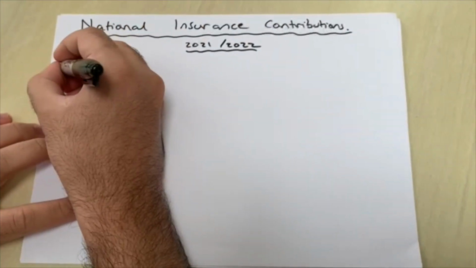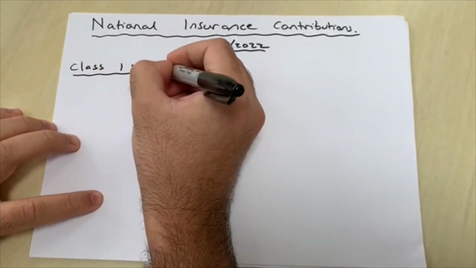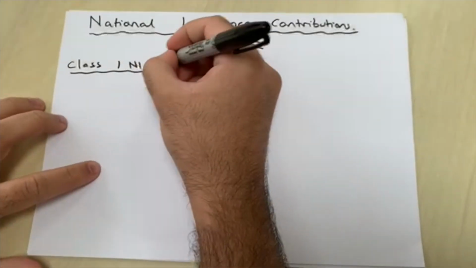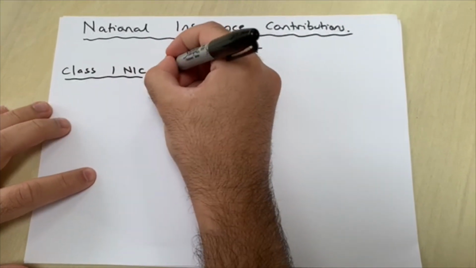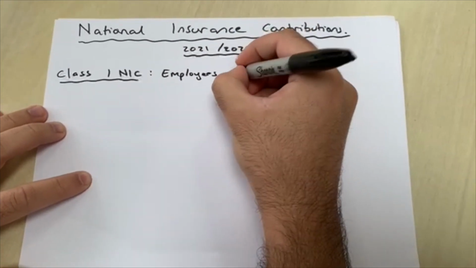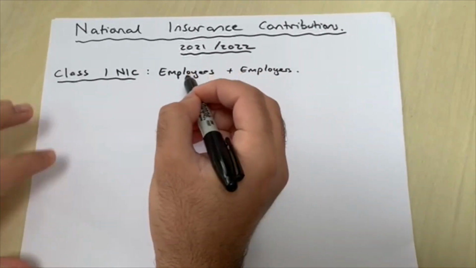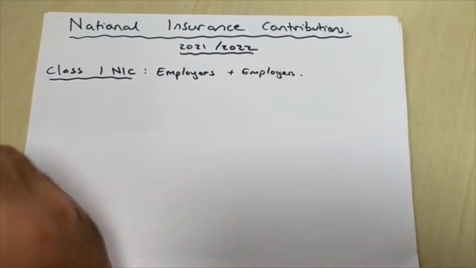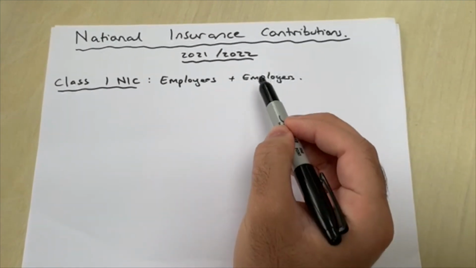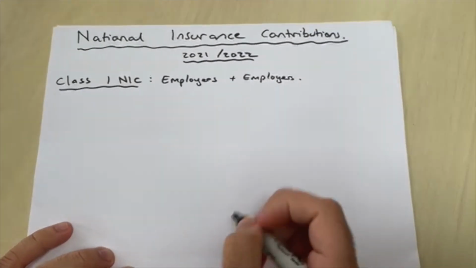So let's start with Class 1 National Insurance Contribution. Class 1 National Insurance Contribution is paid by employees and employers. You might hear it referred to as primary Class 1 National Insurance Contribution, and that's what is incurred by employees, and then there's the secondary Class 1 National Insurance Contribution, and that is paid by employers. And I'll show you now how.